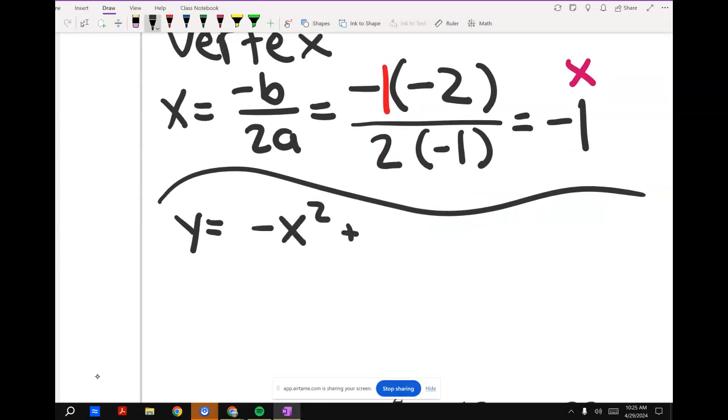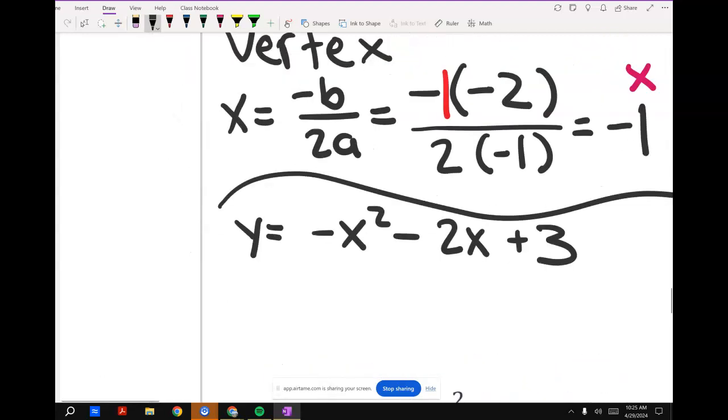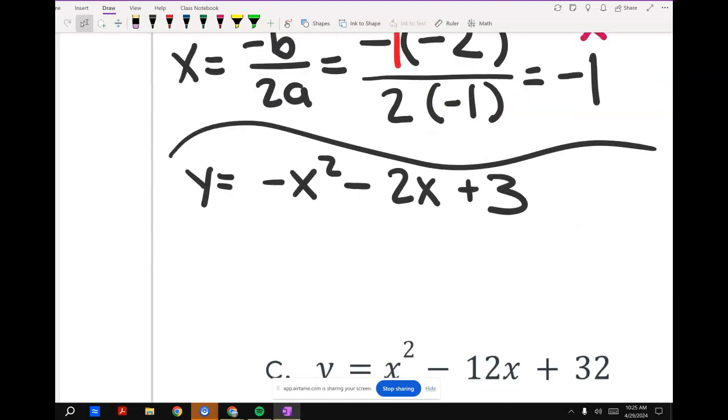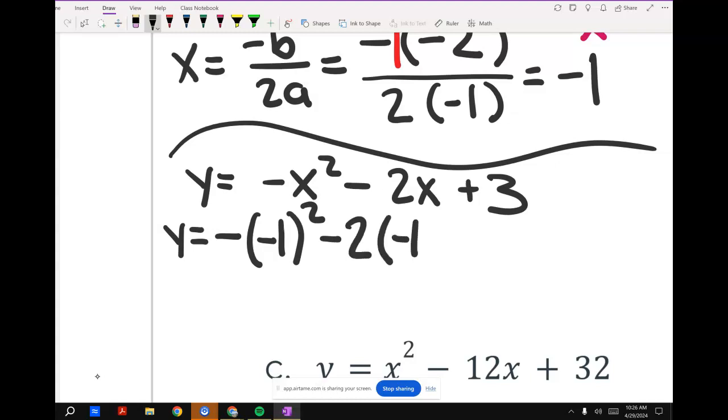Again, I'm just going to write this so we can see where all of our pieces are going. Oop, this should be a minus 2. So especially with the negative in front of our a term, we have to have parentheses plugging in for x. So we would say y is equal to negative, then we're plugging in negative 1 for x, so it's negative 1 squared, minus 2 times negative 1, plus 3.